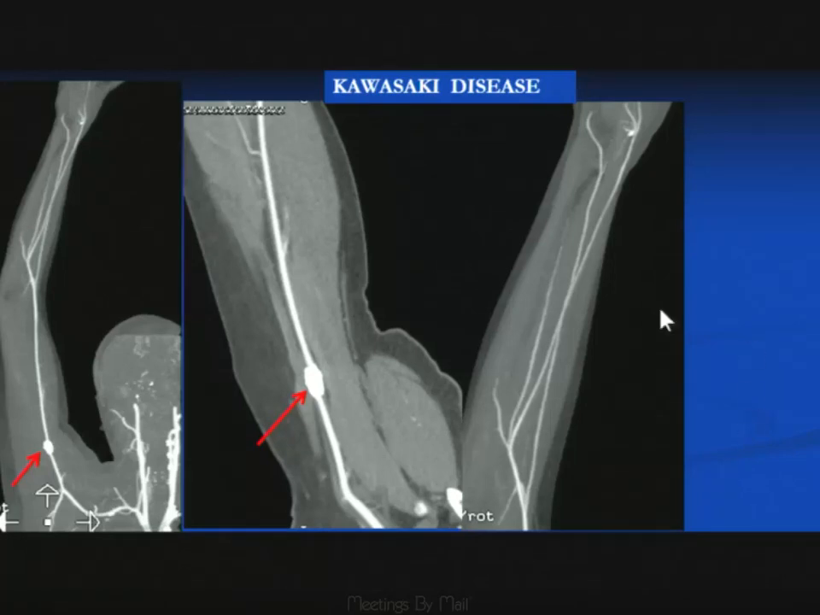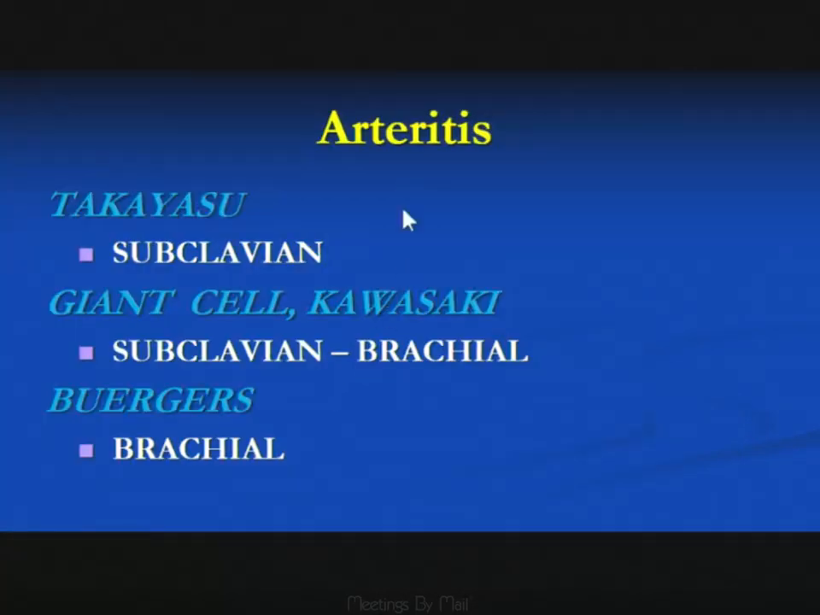Here's a rather unusual case of a patient who has Kawasaki disease, which we recognize as something that affects coronary arteries in teenagers and young adults. But this was just an isolated aneurysm in somebody who also had Kawasaki disease affecting the coronary arteries. So the arteritis picture can be Takayasu. The giant cell arteritis, subclavian to brachial, Kawasaki disease can fall into that same distribution. And then unusual in the upper extremity, but Buerger's disease can affect the brachial artery system.